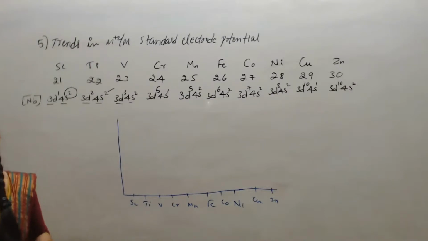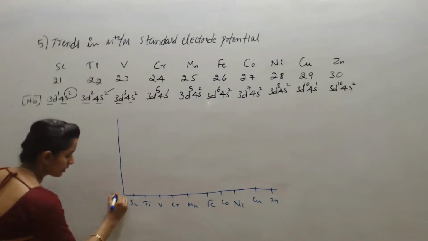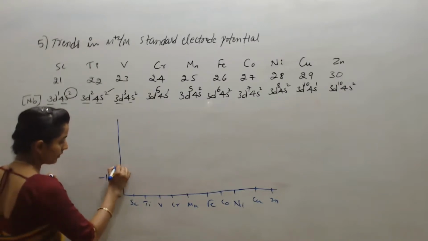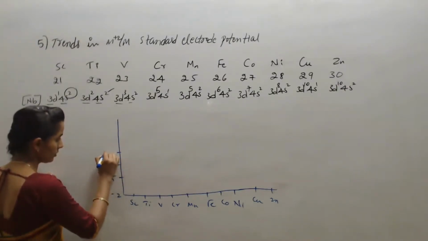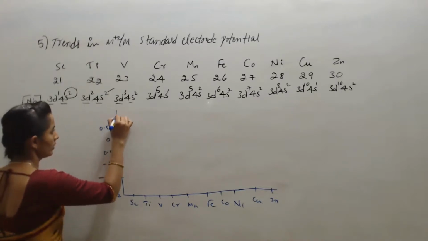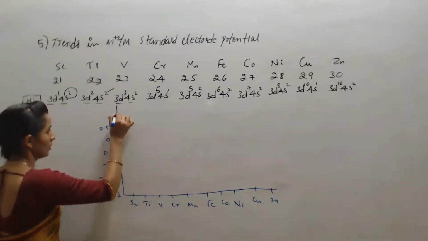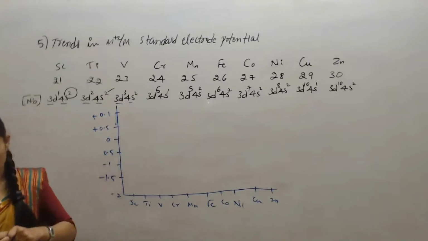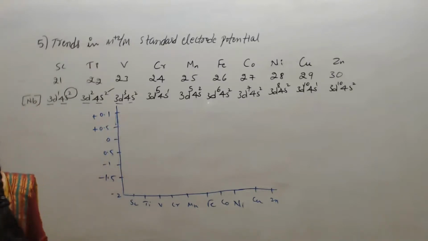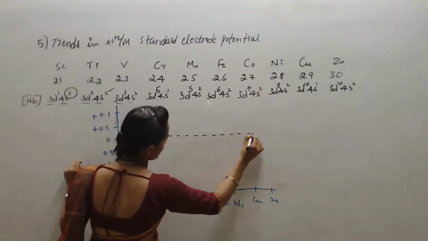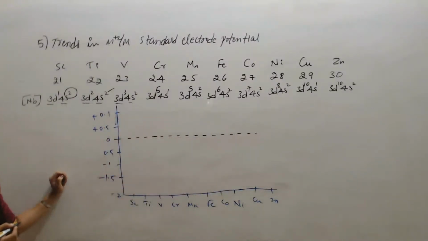Okay, so if it is taken, this is -2, next -1.5, -1, -0.5, 0, 0.5, and this is plus 1. Okay, so here this is the zero electrode potential. Okay, so here what happens?